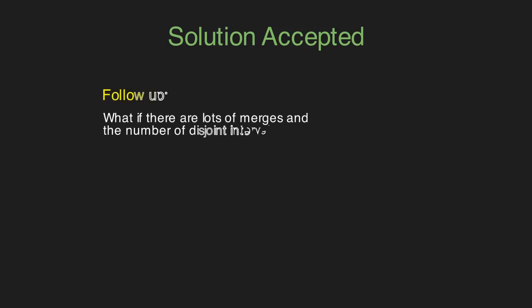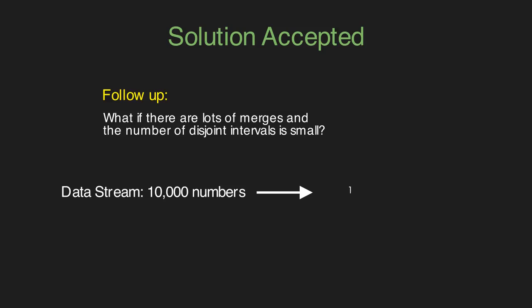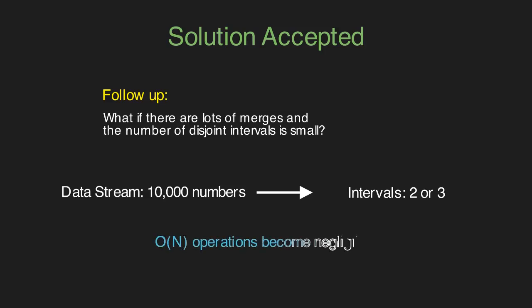Addressing the follow-up question in the problem description, if there are many merges, the number of disjoint intervals, n, remains remarkably small compared to the sheer size of the data stream. In such practical scenarios, the O(n) list operations become negligible, making this binary search and list manipulation approach highly performant and elegant.